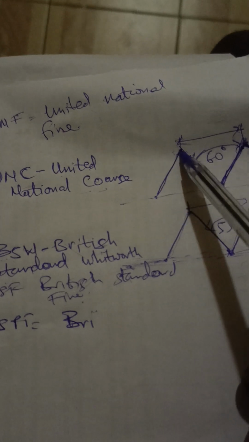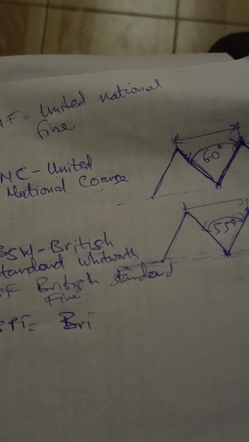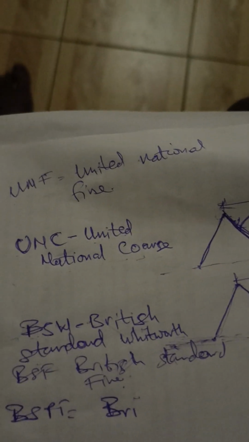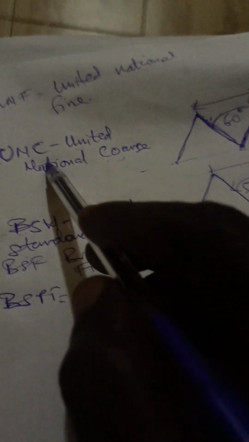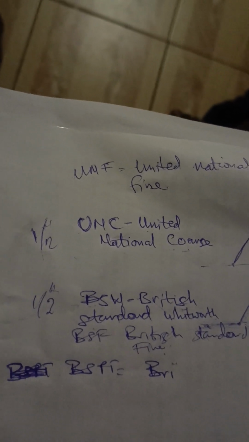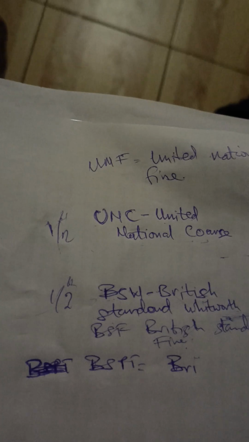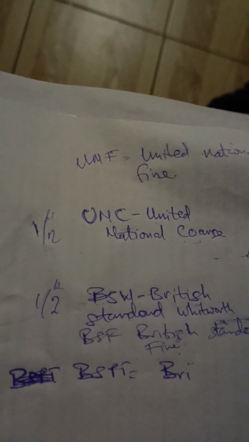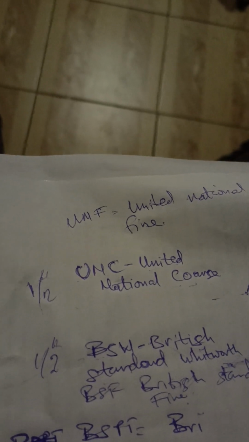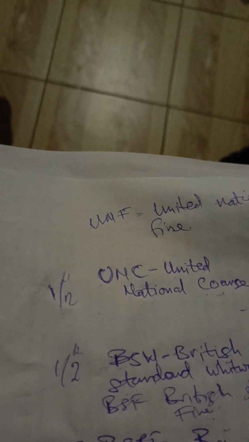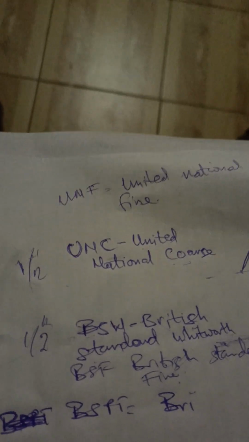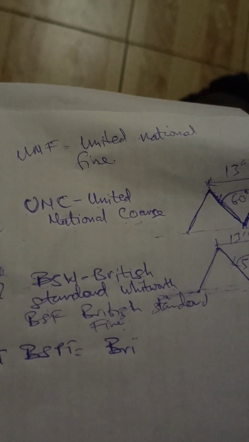But the pitch, they are all the same. Like I said, the half-inch UNC and half-inch BSW, the pitch is the same. The pitch is 13 threads per inch. For the half-inch, the pitch is the same, but the profile is different.